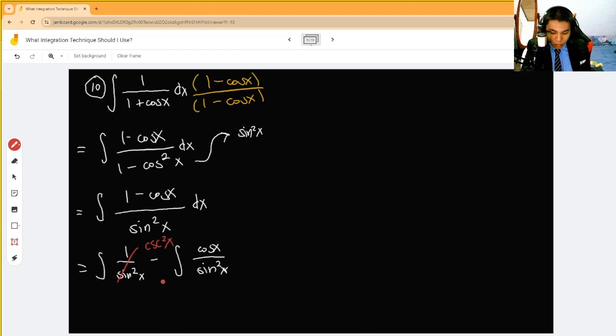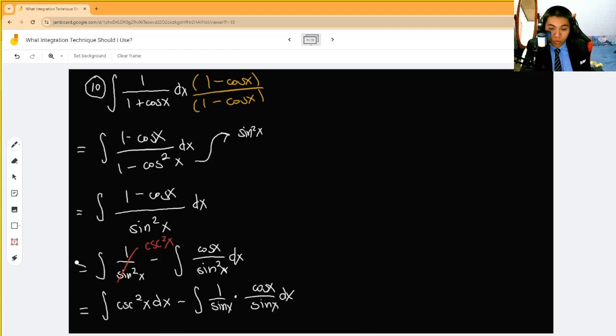Okay, and we are actually integrating cosecant squared x dx. And now we can rewrite this further by breaking apart the power: minus the integral of 1 over sine x times cosine x over sine x dx. And we know that this is cosecant x and this is cotangent x.